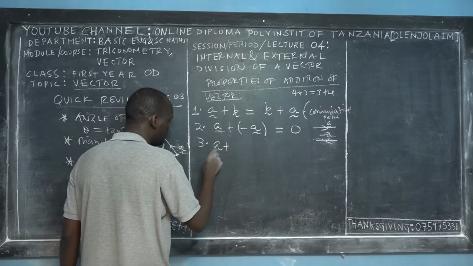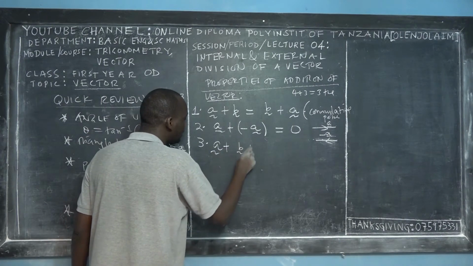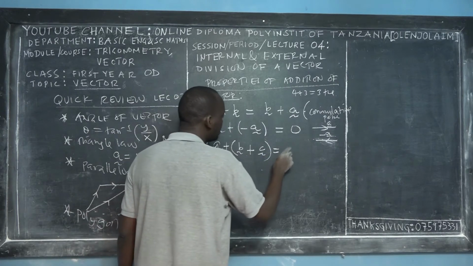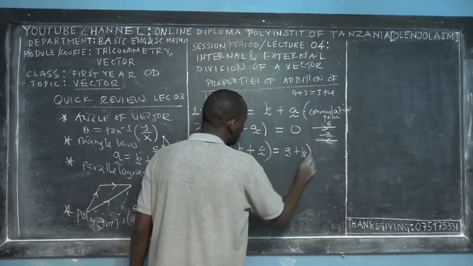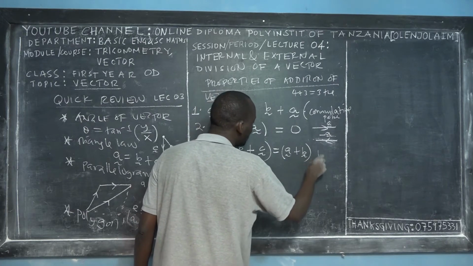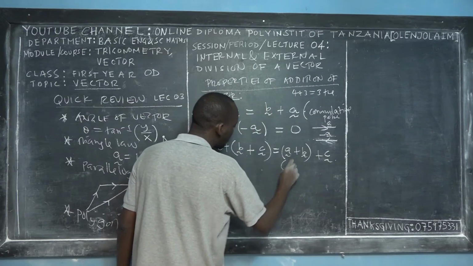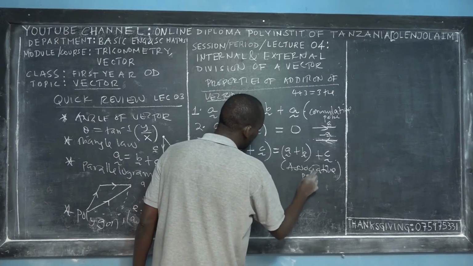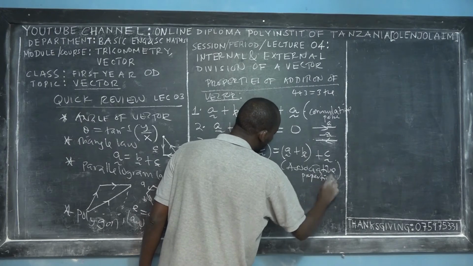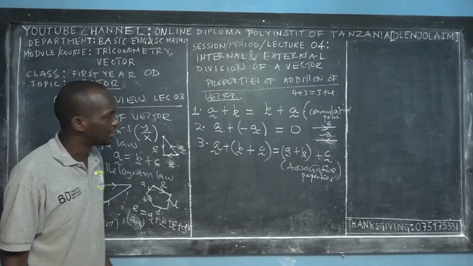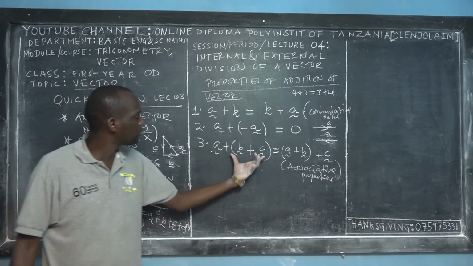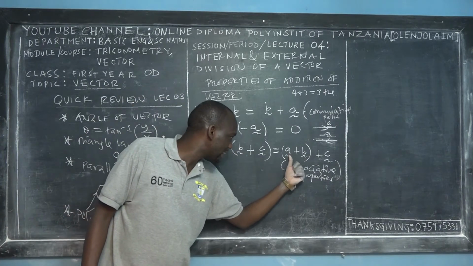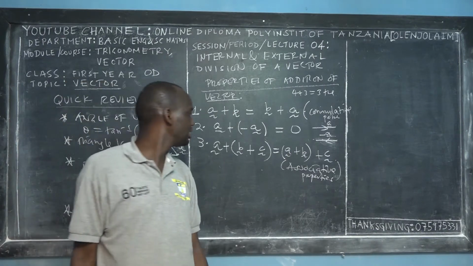Then the next rule is, in case you have 3 vectors, the associative property. If you have vector A plus vector B plus vector C, according to the laws of vectors, this is equal to vector A plus vector B, and then we change the positions of the bracket, then plus vector C. In mathematics we call this the associative property of vectors. We change the position of the bracket. Here the brackets were enclosing vectors B and C. Here the brackets are enclosing vectors A and B. That's what we call the associative property.